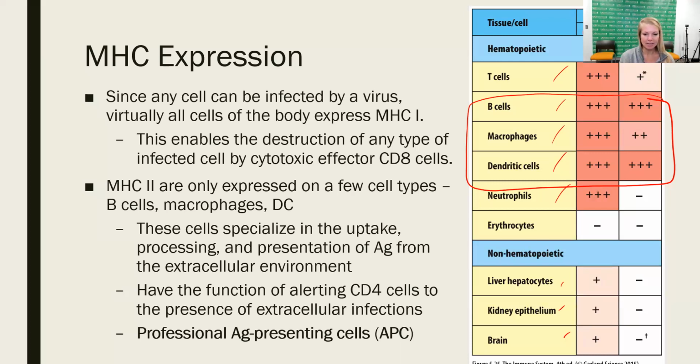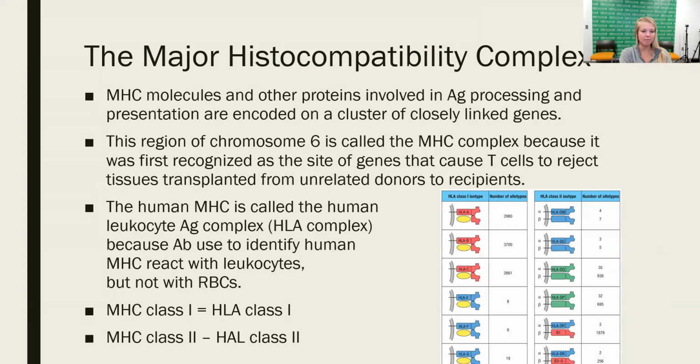Okay, I want to go a little bit more into depth with the genetics behind MHC. The major histocompatibility complex is not only involved in the immune system, right? It's a set of proteins that make you, you. So these are considered self-proteins as well, and they're all in a closely linked cluster of genes. That's why it's called the major histocompatibility complex.